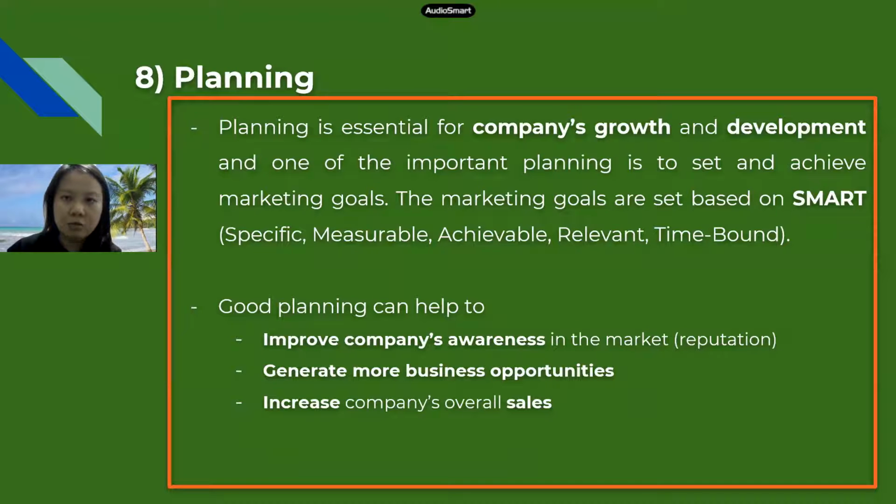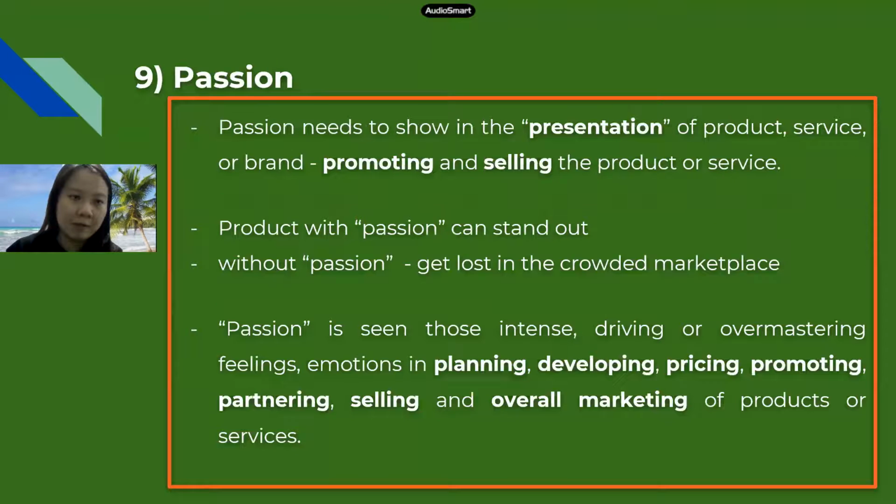Eight will be planning. Planning will help the company with growth and development. Under planning, we have the SMART categories: specific, measurable, achievable, relevant, time bound. If you have good planning in the company, it helps the company improve awareness, boost its reputation in the market, generate more business opportunities, and of course, increase the sales for the company.